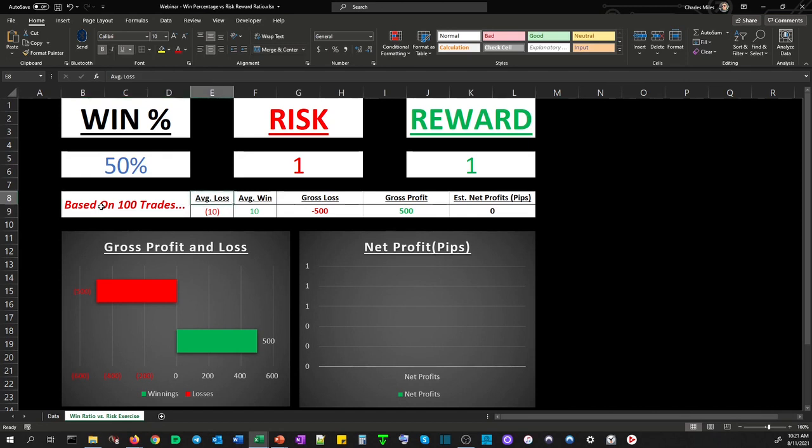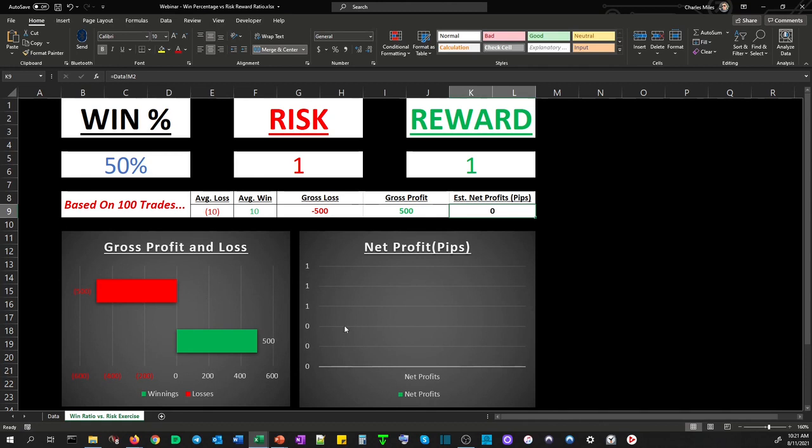Now, we're going to base this off 10 average loss. Average win is 10 because we're multiplying it by 1, but we're going to start with 10 so the numbers are easy. This could easily be 20, 25, 23, 41, I don't know, right? Could be anything. Focus on the ratios, okay? And of course, we have our win at 10, our gross loss is minus 500, and gross profit 500, again, based on the 100 trades, based on our win percentage and the current risk-reward ratio. Of course, our net is 0, because just like the graphic we saw, it's break even.